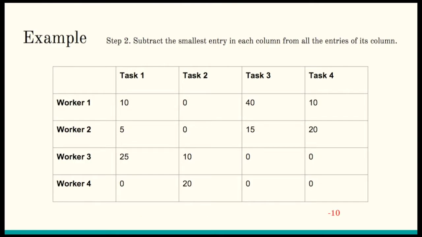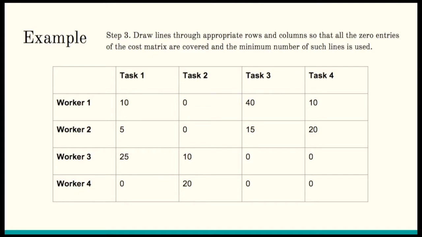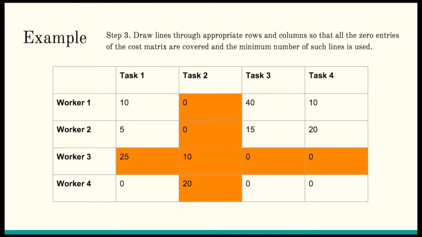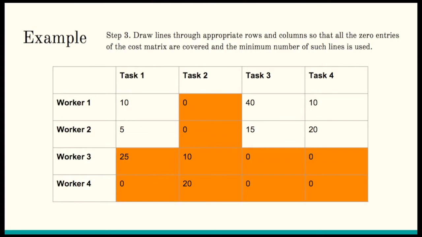For the third step, we're going to need to draw lines across the matrix, covering all of the 0 entries, such that the minimum amount of lines is used. In this case, the minimum number of covering lines is 3, and this can be achieved with a line through the second column, a line through the third row, and a line through the fourth row.